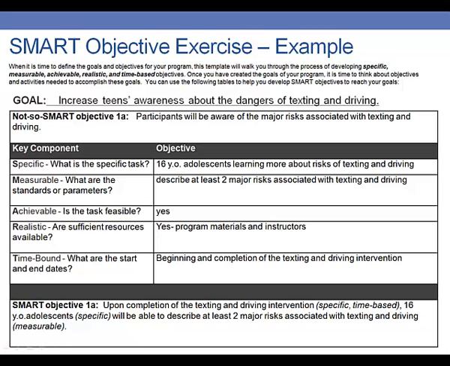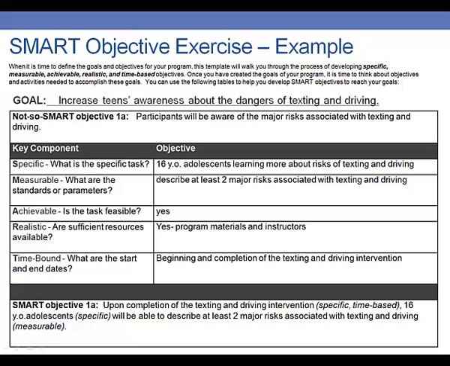Is it achievable? Yes. We're only asking for people to be able to articulate 2 major risks associated with texting and driving. That sounds very achievable. Is it realistic? Yes. With the instructors that we have available and the program materials we have available, there should be no reason why we can't get teens to identify at least 2 major risks associated with texting and driving. And is it time-bound? In other words, what are the start and end dates? That would be the beginning and the completion of our texting and driving intervention.